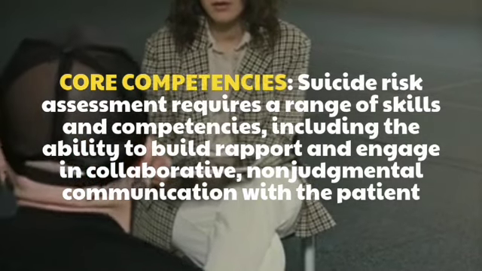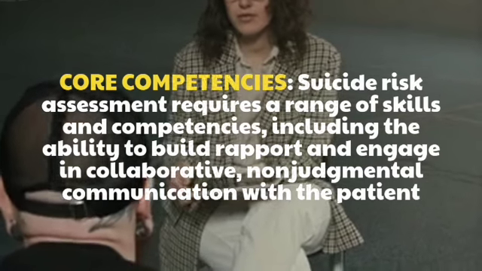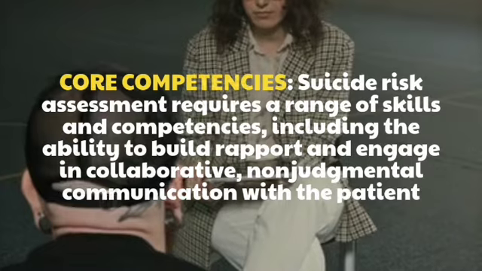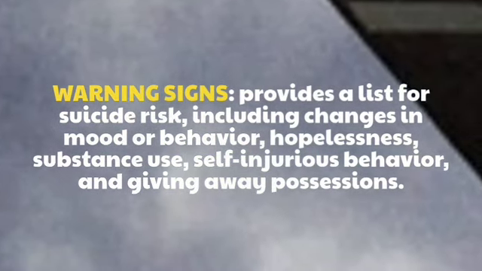Core competencies. Suicide risk assessment requires a range of skills and competencies, including the ability to build rapport and engage in collaborative, non-judgmental communication with the patient. The risk framework for assessing suicide risk includes information about the presenting problem, assessing risks and warning signs, current risk, developing a risk formulation, and a safety plan. Warning signs provide a list for suicide risk, including changes in mood or behavior, hopelessness, substance use, self-injurious behavior, and giving away possessions.